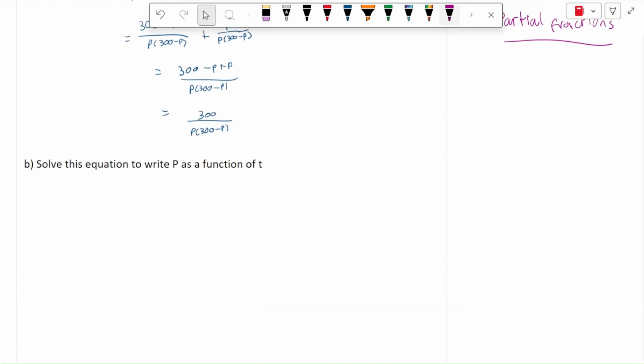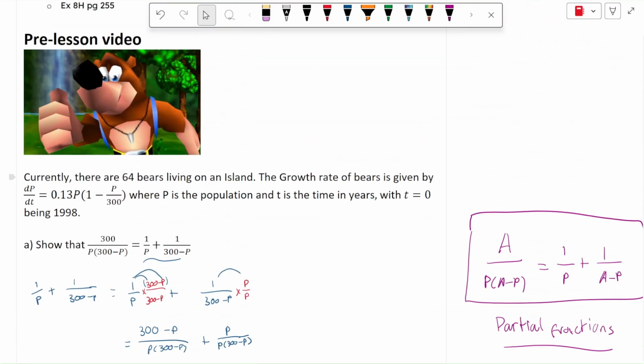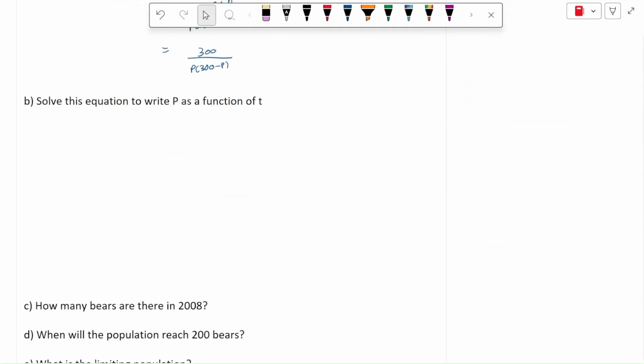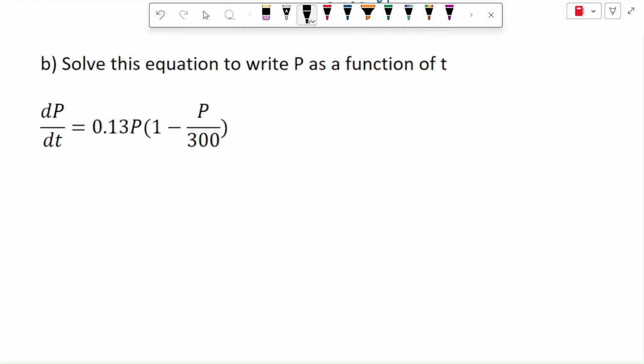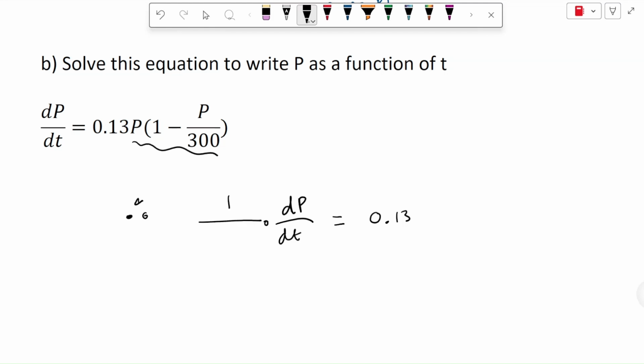So we're trying to model this bear population. They start with 64 bears, and the growth rate is that. So that's what I'm going to start with for our differential equation, and we'll see if we can solve it. Okay, so what we want to do first is we want to write dP/dt. So you're going to be left with 0.13 over here, and we're going to divide out by all this. So 1 over P(1 take P over 300).